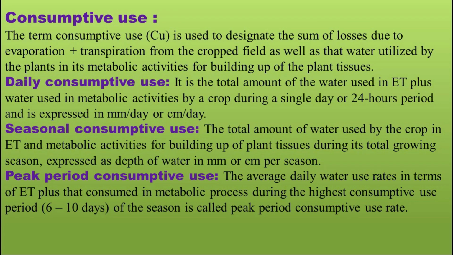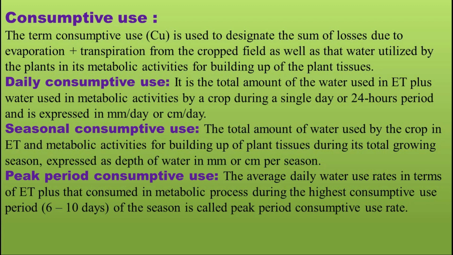Consumptive use. The term consumptive use designates the sum of losses due to evaporation plus transpiration from the cropped field, as well as the water utilized by the plants in metabolic activities for building up plant tissues. Daily consumptive use is the total amount of water used in evapotranspiration plus water used in metabolic activities by a crop during a single day or 24-hour period, and is expressed in mm per day or centimeter per day. Daily means within a day, that is 24 hours.